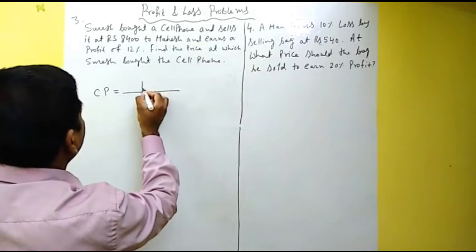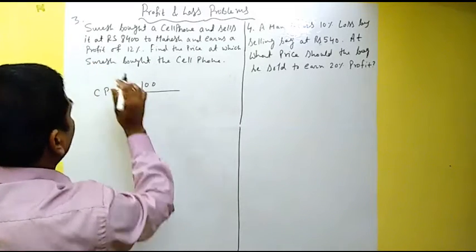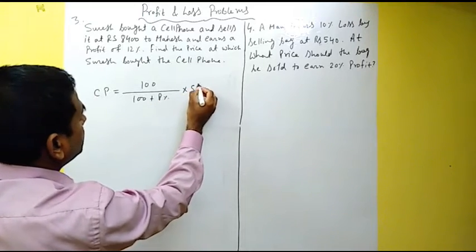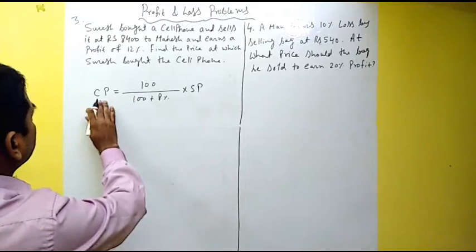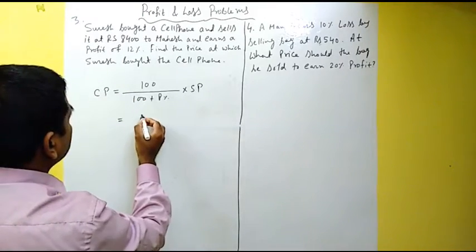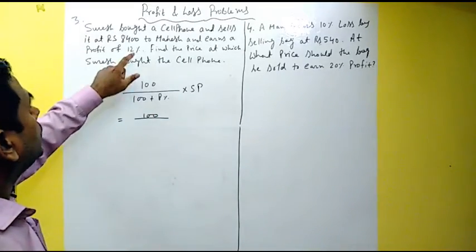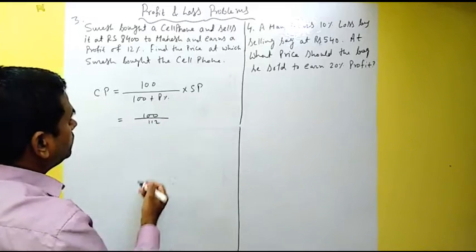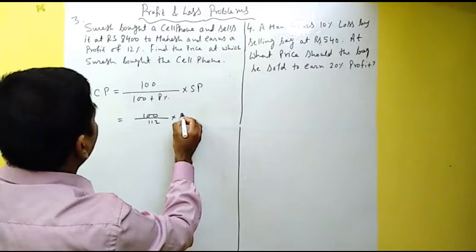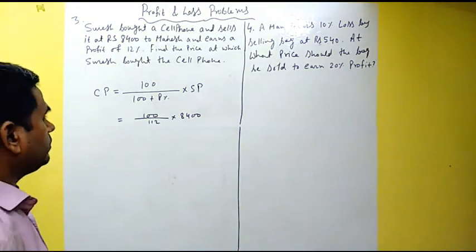So the formula is 100 upon 100, since profit is there, we will write plus profit percentage, multiplied with selling price. Using this formula, we can directly arrive at the result. So cost price is equal to 100 upon 100 plus profit percentage, which is 112, right? 12 is the profit percentage, and selling price is 8,400.